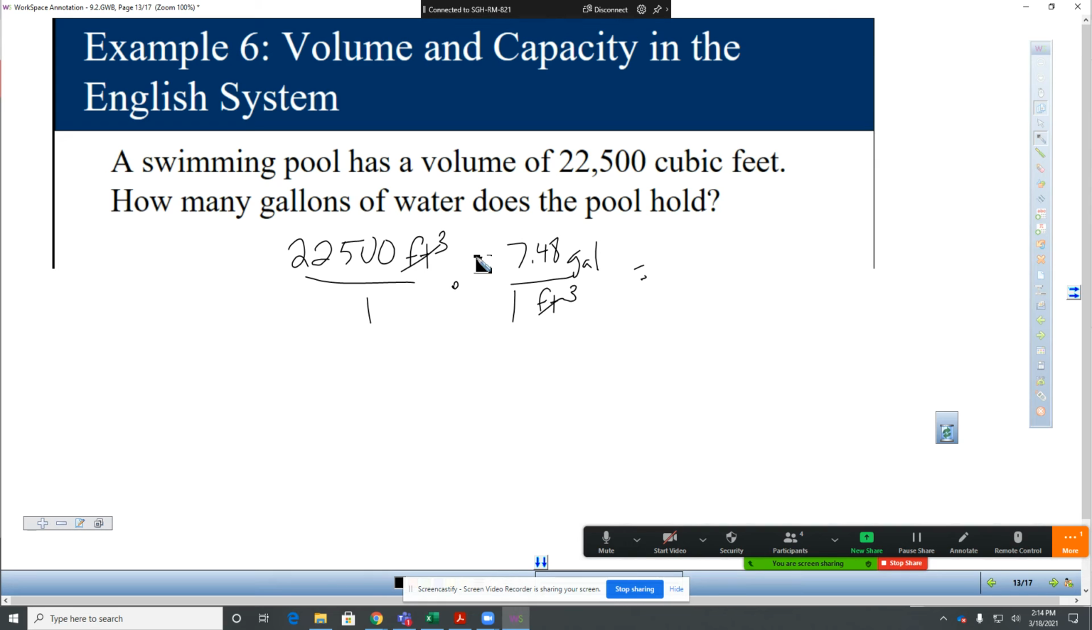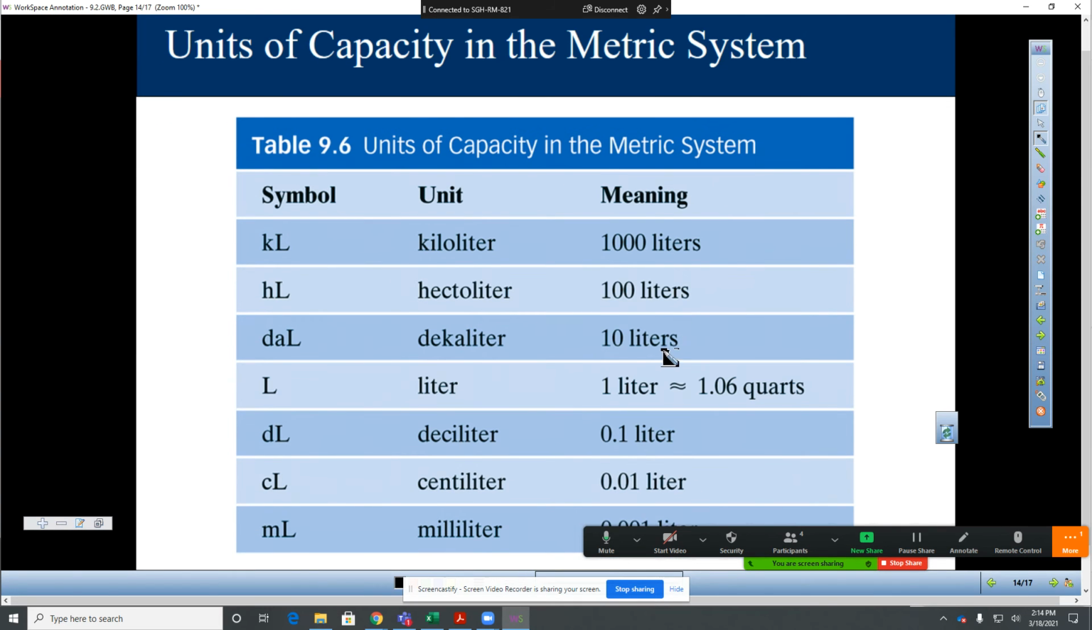And that is 168,300. 168,300. All right. Nothing new.